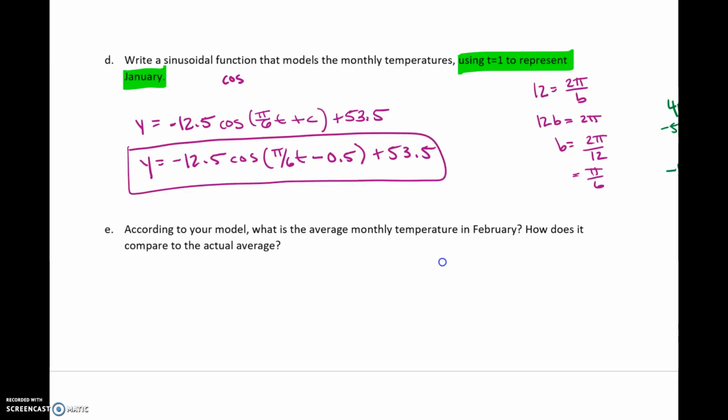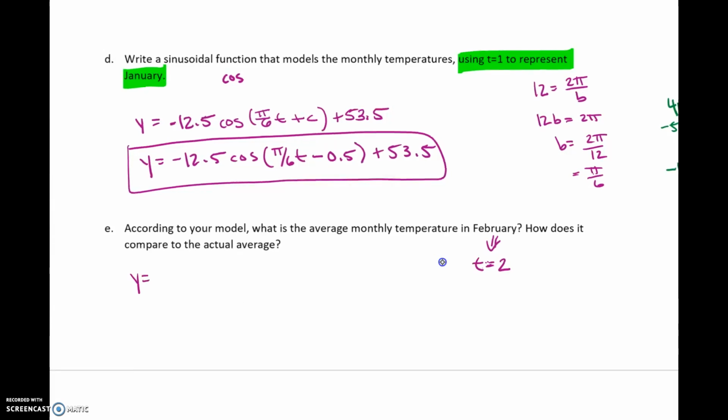Now the last one, part E, is saying according to your model, what is the average monthly temperature in February? Well, what does t equal in February? It's the second month, so that would mean t equals 2. So if I just replace t with 2 in part D, I'm going to say y equals negative 12.5 cosine of pi over 6 times 2 minus 0.5, plus 53.5.